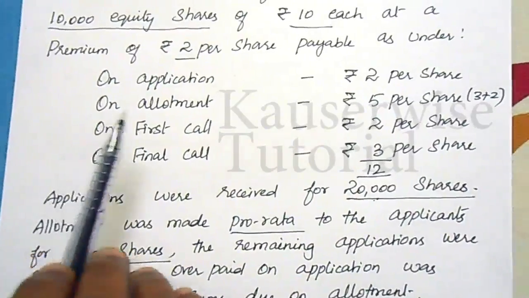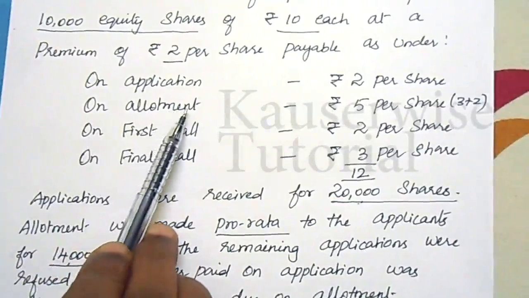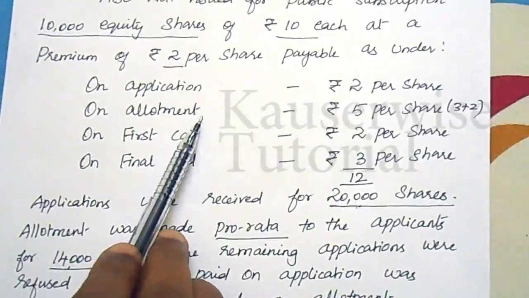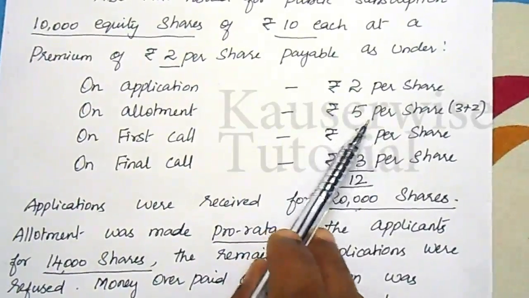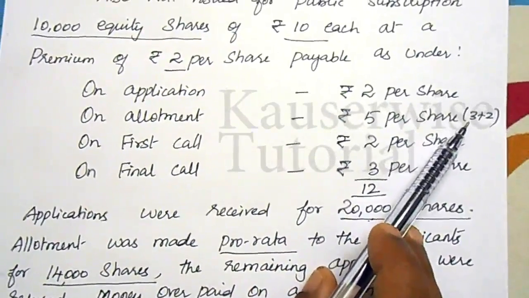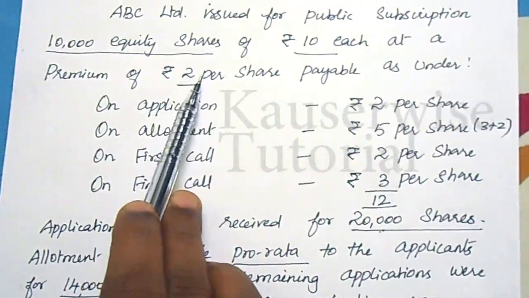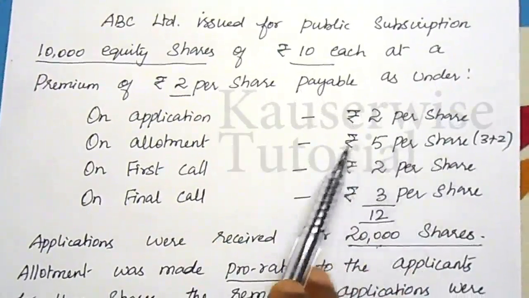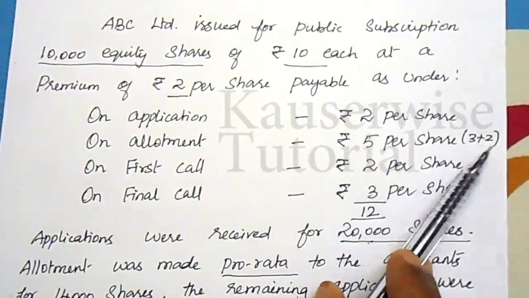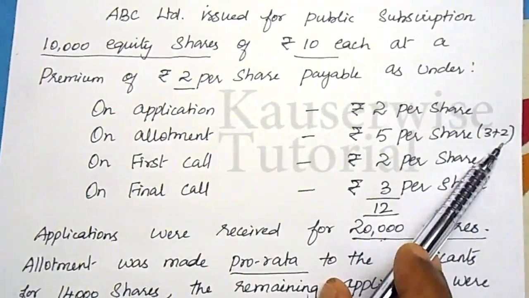Now, the second thing, that is on allotment. So now we have to make the allotment money due entry and the allotment money received entry. So on allotment, 5 rupees per share. In that, 3 rupees is actual allotment money and 2 rupees is premium. I told you, if there is any premium and discount, that will be adjusted towards allotment only. So 5 rupees: 3 rupees allotment, 2 rupees premium.